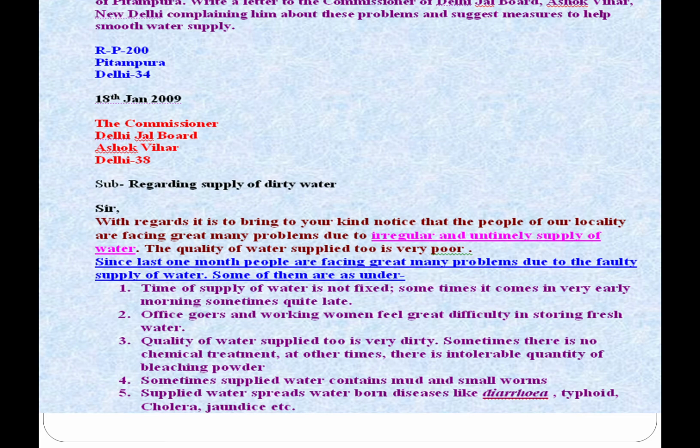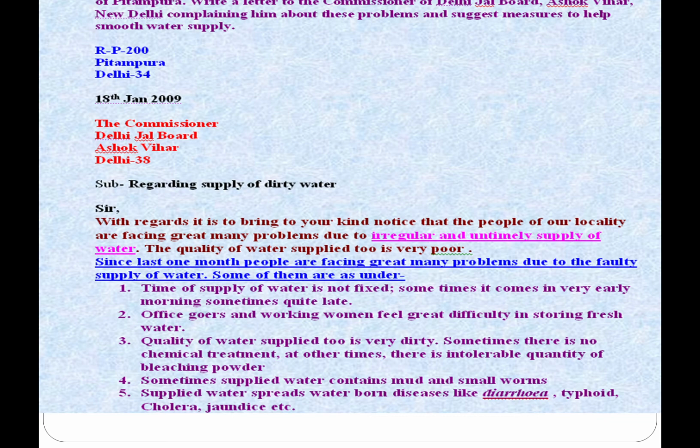Write a letter to the Commissioner of Delhi Jal Board, Ashok Vihar, New Delhi, complain him about the problem and suggest measures to help smooth water supply.